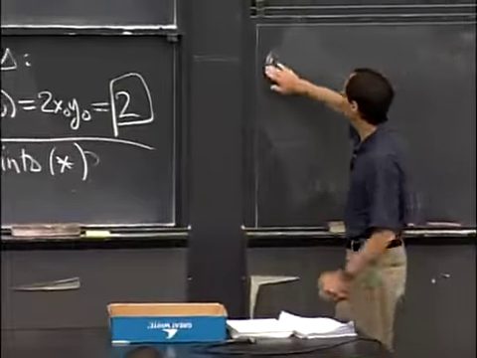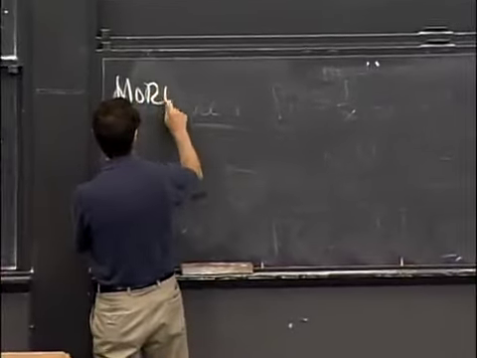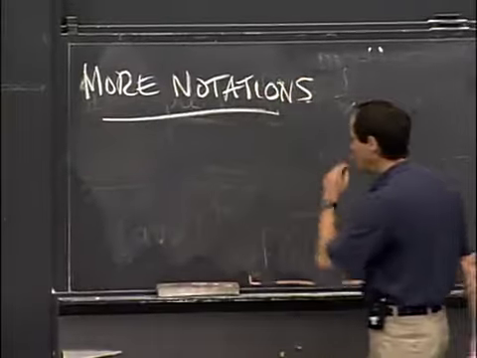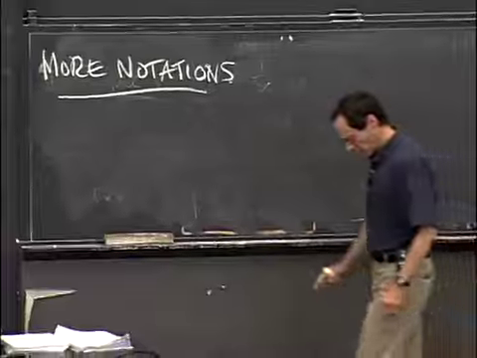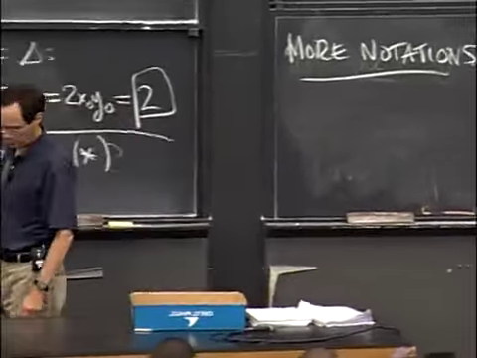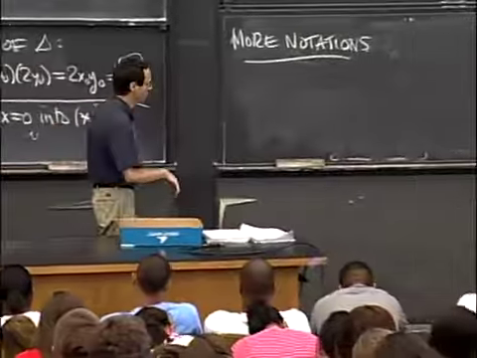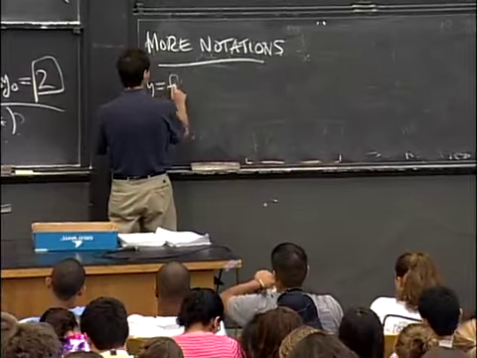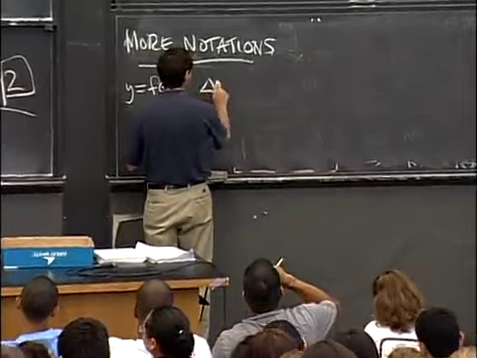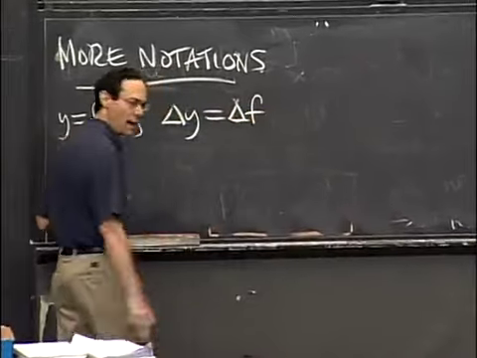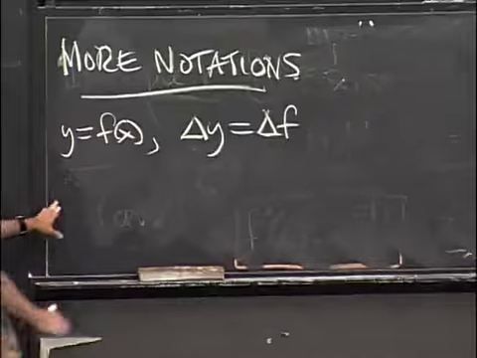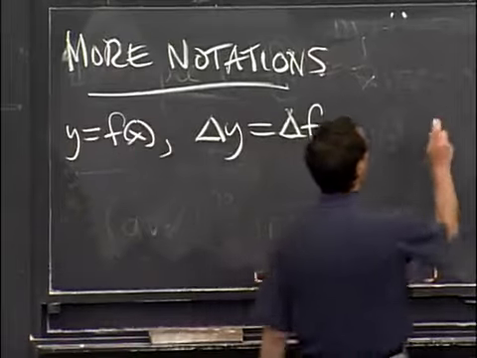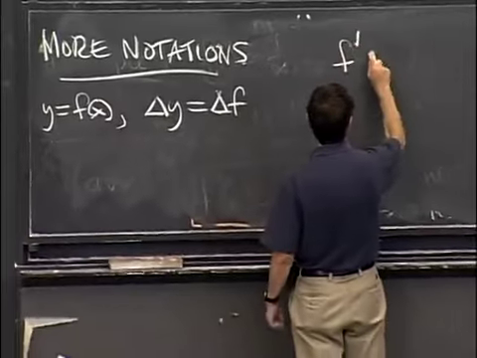So first of all, I want to give you a few more notations. These are just other notations that people use to refer to derivatives. And the first one is the following. We already wrote y is equal to f of x. And so when we write delta y, that means the same thing as delta f. That's a typical notation. And previously, we wrote f prime for the derivative.